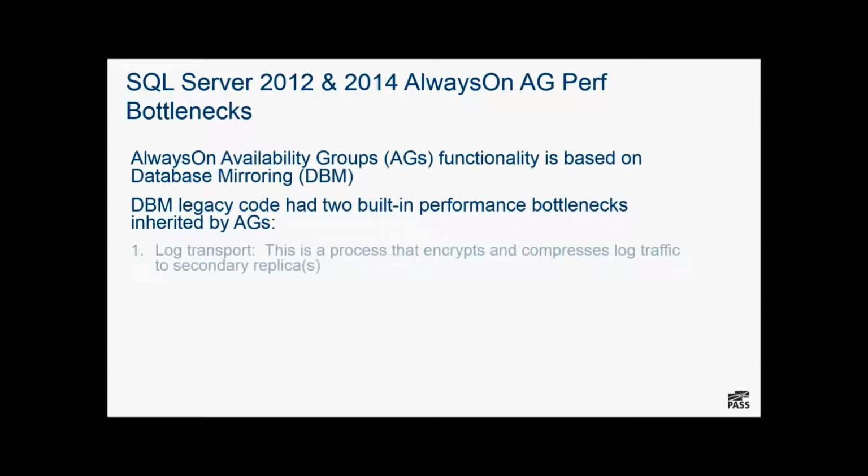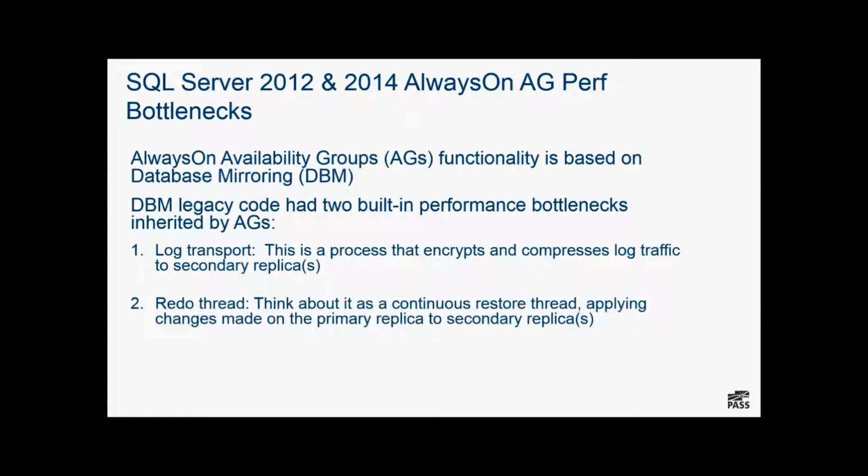Before I go on, I've got to talk about the bottleneck that was in 2012 and 2014. That was just such a heartbreak for many of us. Always On AG functionality is based on the code from database mirroring. They originated from the same code base. And the performance bottleneck I'm going to describe has its roots in code that was over a decade old. It had two built-in performance bottlenecks: the log transport and the redo thread.